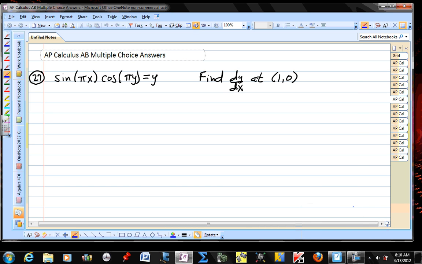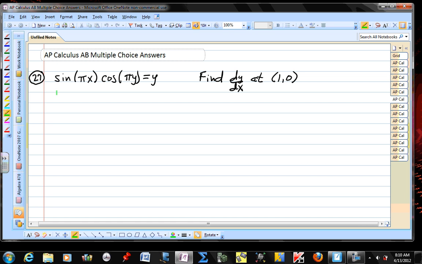On problem number 27, we're asked to find dy/dx at the point (1, 0). Looking at the equation, you can see we're going to have to do some implicit differentiation. So let's get started. You can tell on the left side we have the sine of something times the cosine of something. That's a product, meaning we're going to use the product rule.